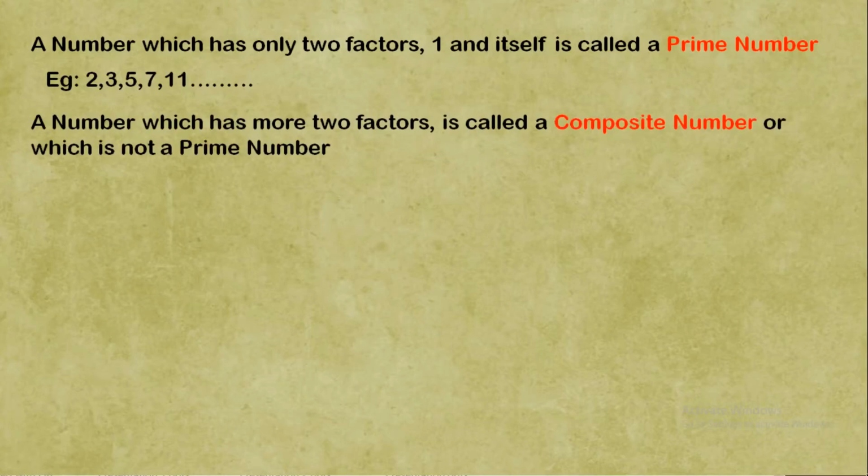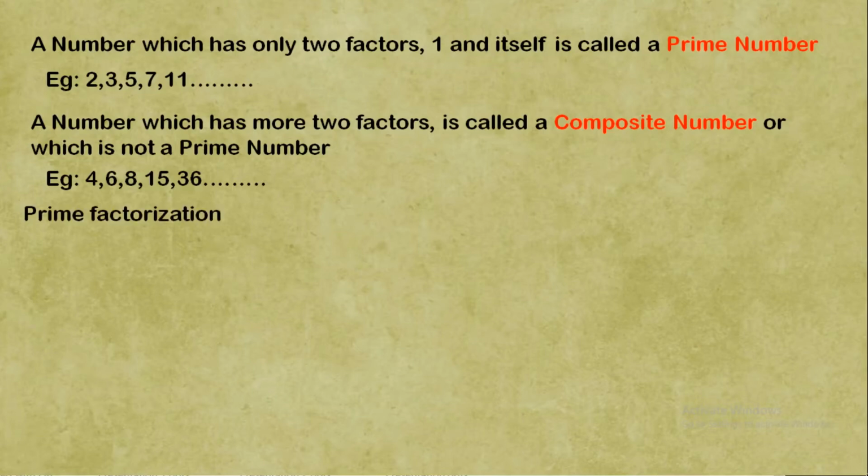So what about a composite number? A number which has more than two factors, or which is not prime, is called a composite number. And I took some examples: 4, 6, 8, 15, 36 and so on. You can give a lot of examples there. Then we'll see about prime factorization. You might have done this in your lower classes. We are doing this just for recalling.